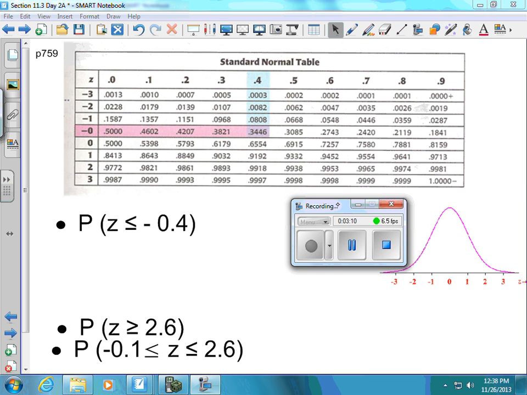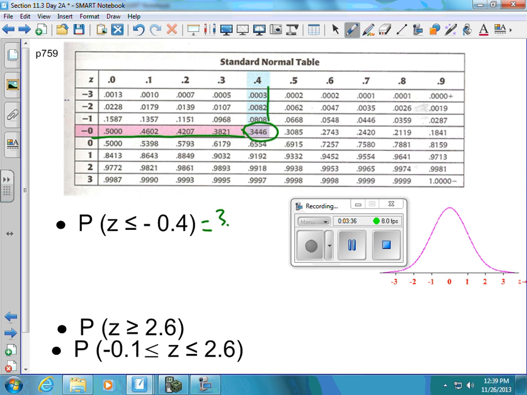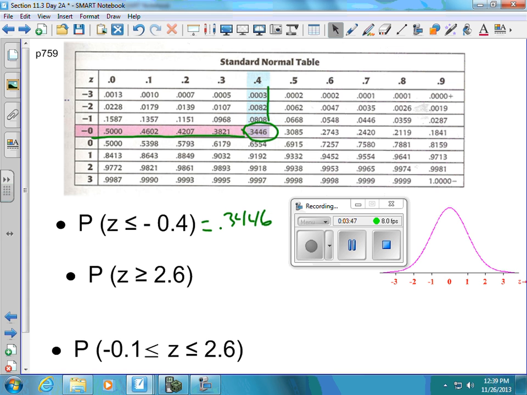Find the probability that z is less than or equal to negative 0.4. So all these are set up for negative 0.4 or less than values, negative 0.4. Well, here's 0.4, negative 0. That's the only time where you'll see negative 0 on anything, but it's negative 0 point these values. So negative 0.4, that has a probability of 0.3446.